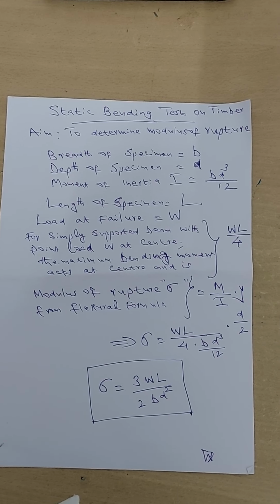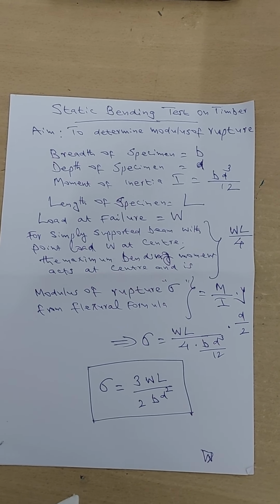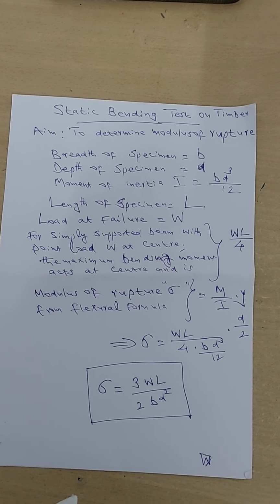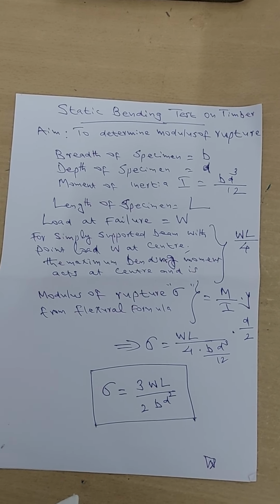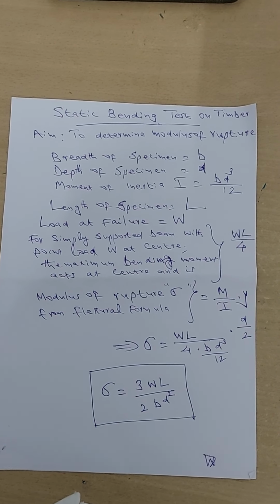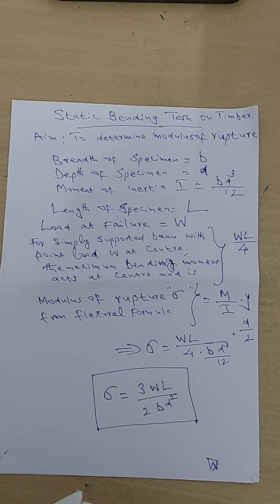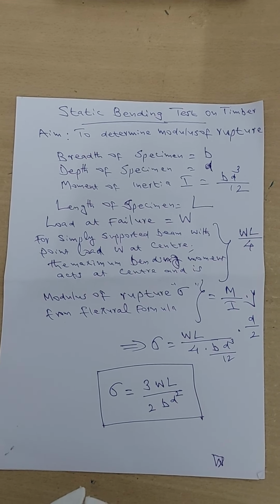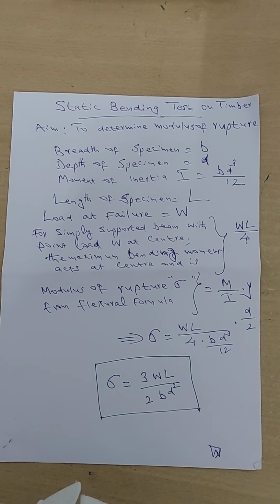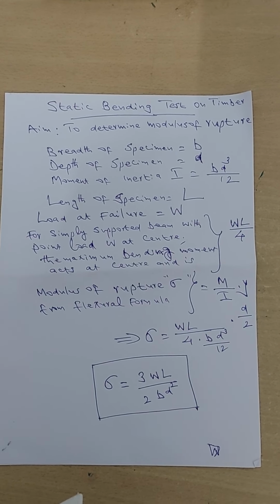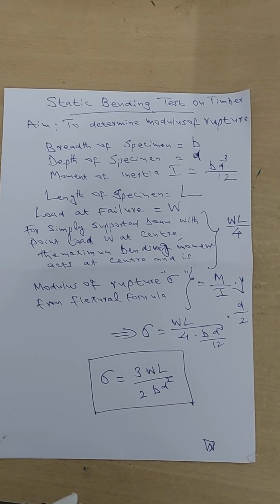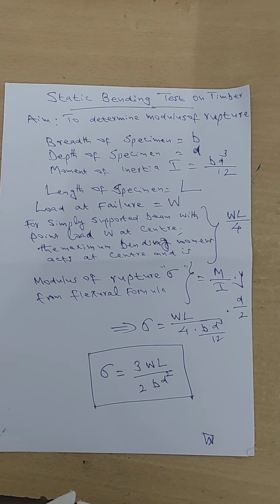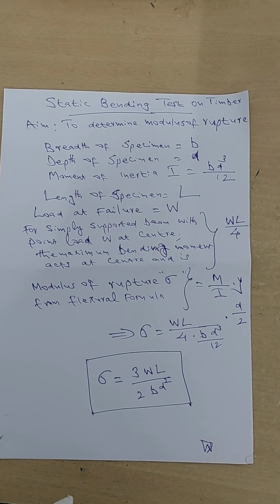Now the modulus of rupture means the maximum normal stress acting on the specimen when the specimen breaks. That sigma, the normal stress at the extreme fibers when the failure occurs, is known as modulus of rupture, and if it is represented as sigma, we can determine sigma from the flexural formula, where the flexural formula is M by I is equal to sigma by y. So from that equation, sigma can be rewritten as M by I into y.